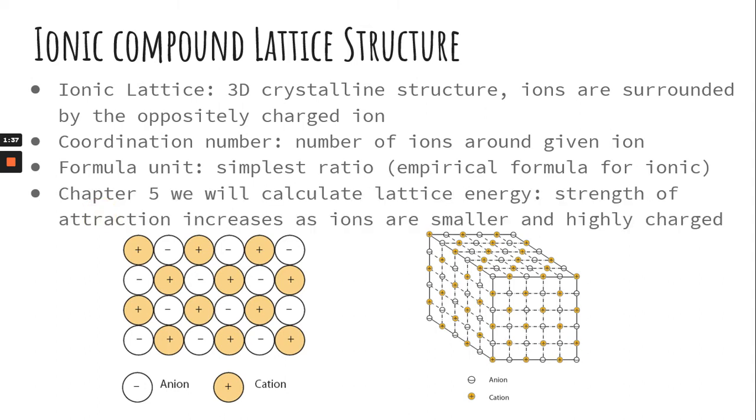Now, when we move into Chapter 5, or Unit 5, or Topic 5, we'll actually calculate the lattice energies, so what that actual value is between the positive and negative, and the strength and the energy it takes to break that bond.